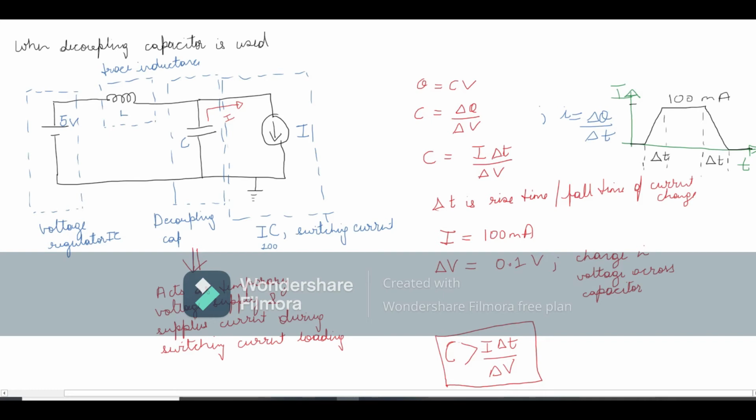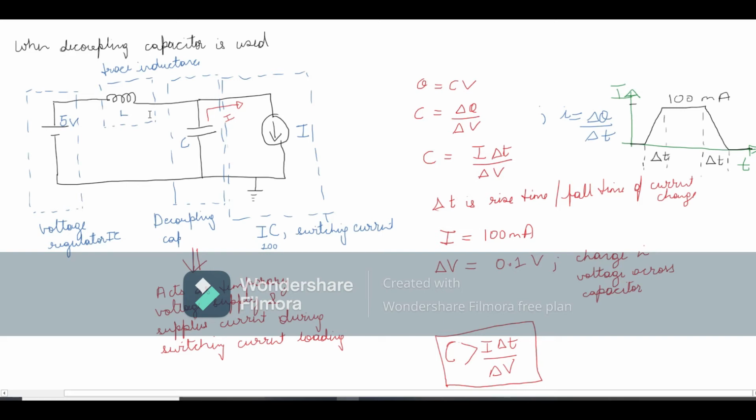How to get rid of these voltage spikes at the VIN pin of the IC? We can use a decoupling capacitor, and it should be placed very close to the VIN pin of IC100. This decoupling capacitor acts as a temporary voltage supply and supplies the current required during the switching current loads.